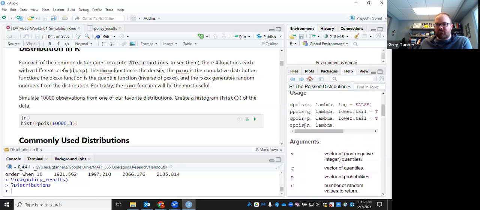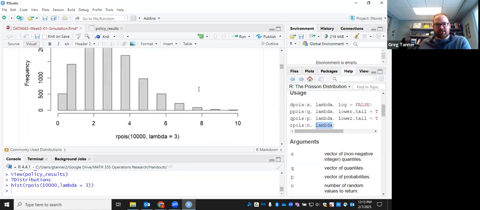For these R functions, usually the first argument is always the number of random values to return. And so here I'm saying generate 10,000 observations. And then the second thing is most distributions have some sort of parameter that controls the shape or location of that distribution. In this case, the Poisson distribution has a parameter called lambda, which is its mean value. In this case, I've got lambda equals 3. And if I do that, I get something that looks like this.